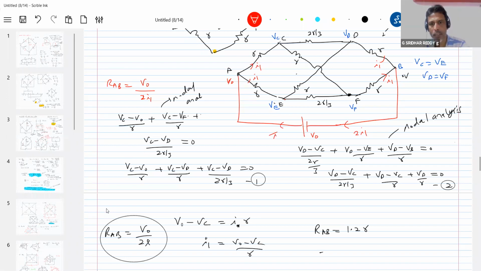So what is the total resistance seen by the cell? It should be V naught by 2I1. Yeah, that I1 will come in terms of V naught. Substituting that, we will get RAB.